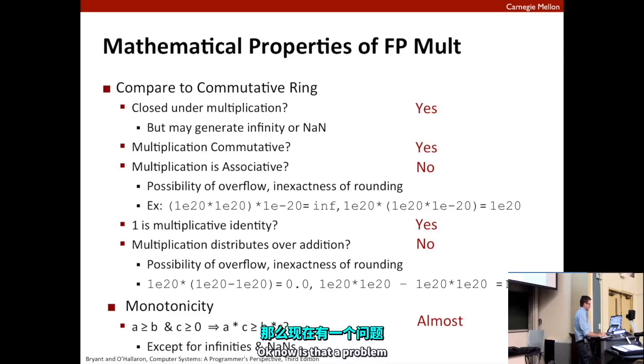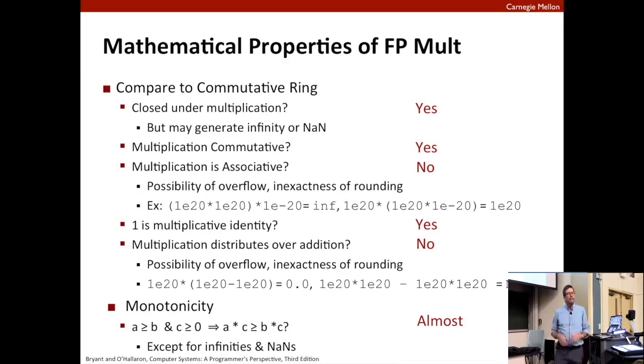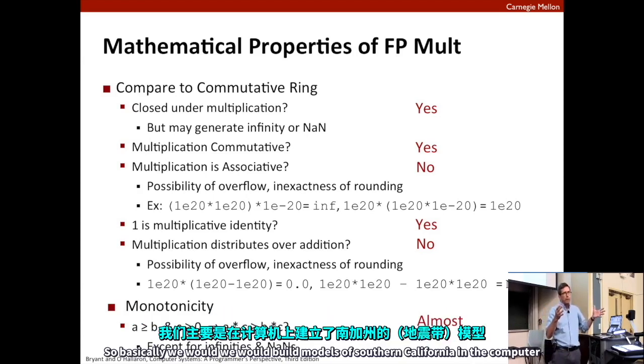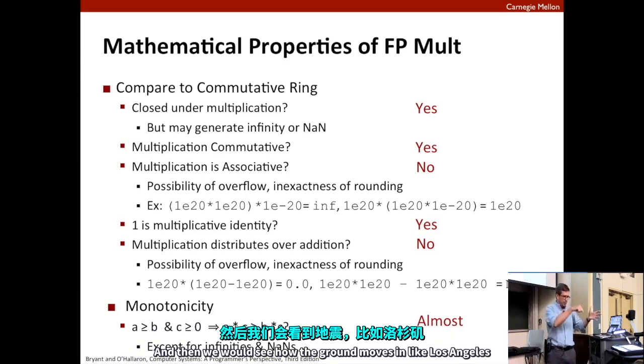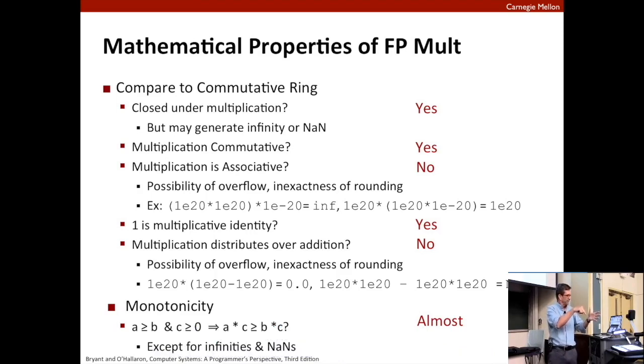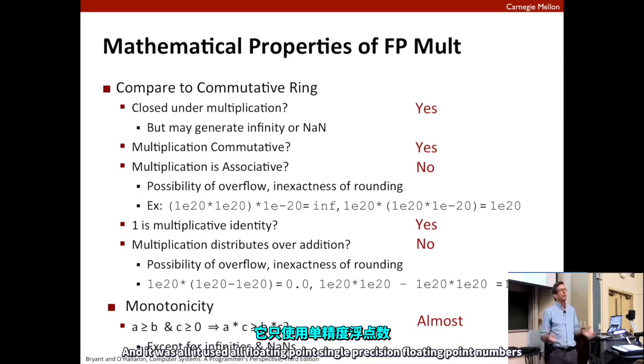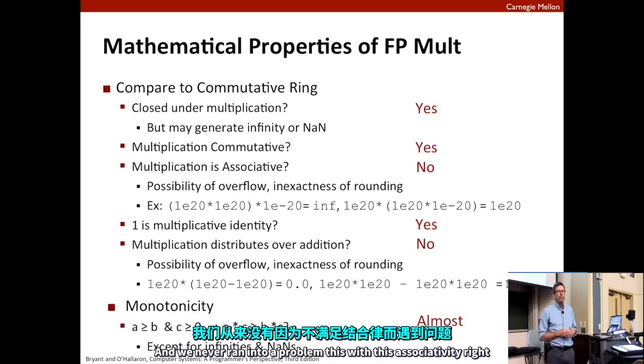Now, is that a problem? It's something you have to be aware of. But generally, I've done a lot of scientific computing, in particular modeling earthquake ground motion in Southern California. So basically, we would build models of Southern California in the computer, and then we would shake them, and we would see how the ground moves in Los Angeles. And for that, we used a numerical method called finite elements, and it used all single precision floating point numbers. And we never ran into a problem with this associativity.